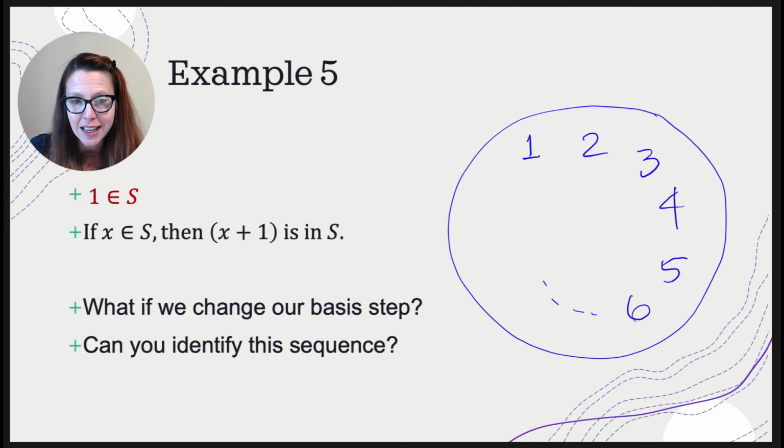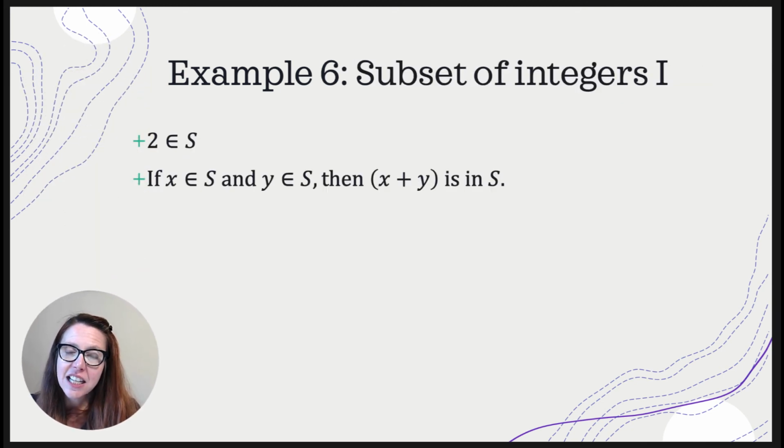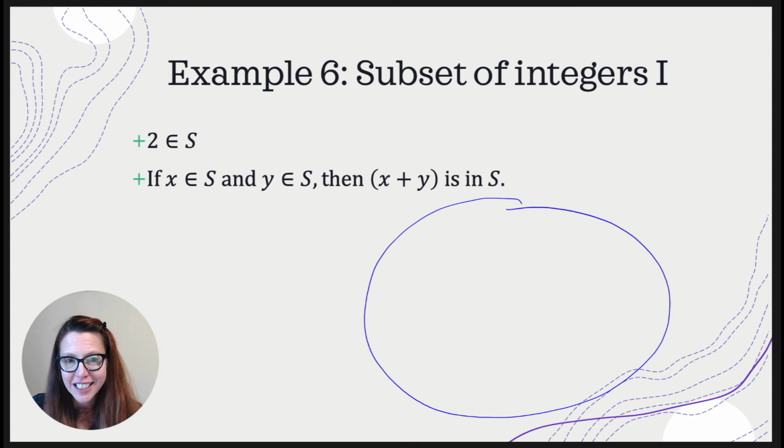So what is this set? Can you identify this sequence? Well, this one is no longer including 0. In fact, we're building out the set of natural numbers. Let's take another look at an example. And here's a set. Let's see if we can identify it.